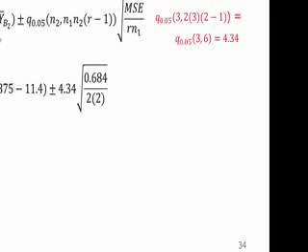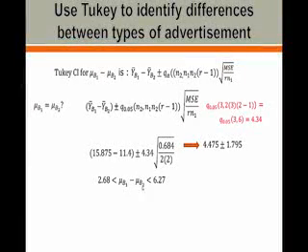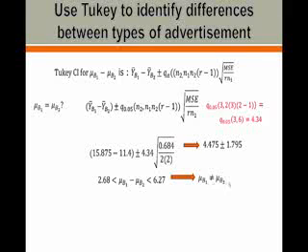Everything else is substitution only, where my Q corresponds to 4.34, mean square error 0.684, R, the number of repetitions, is 2, and the number of levels involved with A is 2. This will give me this interval. Therefore, the mean of B1 minus the mean of B2 is between 2.68 and 6.27. 0 is not in the interval, then we conclude that the mean of B1 is not equal to the mean of B2. And we are 95% confident.